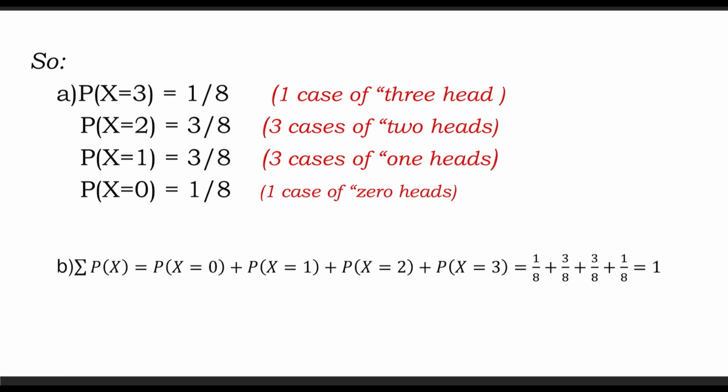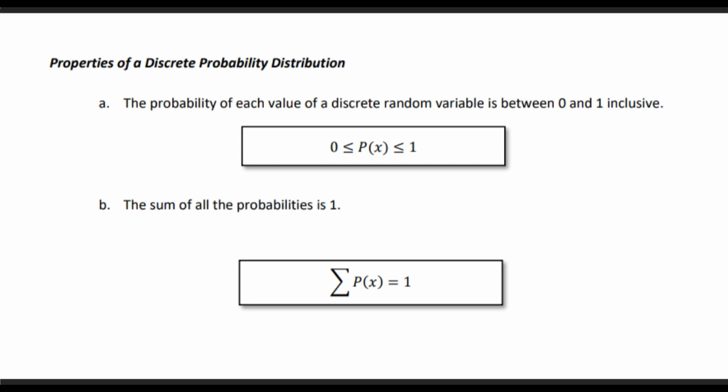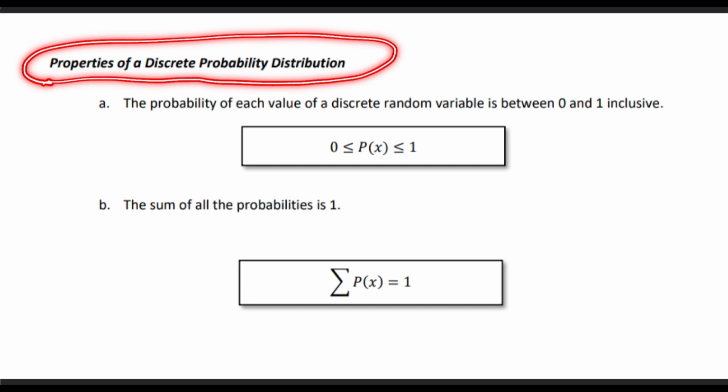So, if we are going to determine the summation of the probability of the random variable X, that is now equivalent to the probability of X equal to 0 plus the probability of X equal to 1 plus the probability of X equal to 2 plus the probability of X equal to 3, which is 1/8 plus 3/8 plus 3/8 plus 1/8, which is equal to 1. And this concludes properties of a discrete probability distribution, or a DPD.